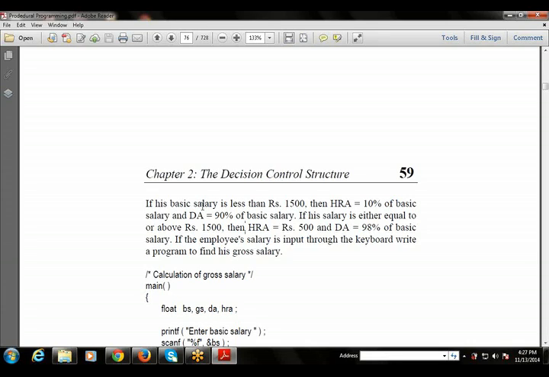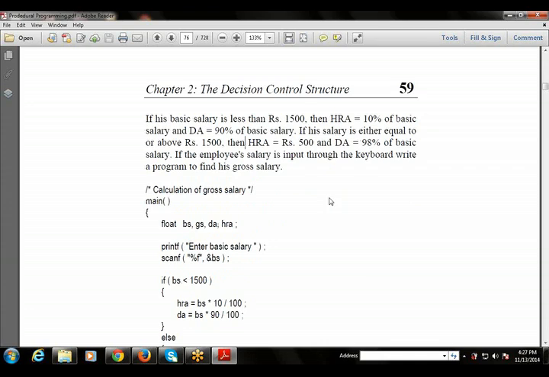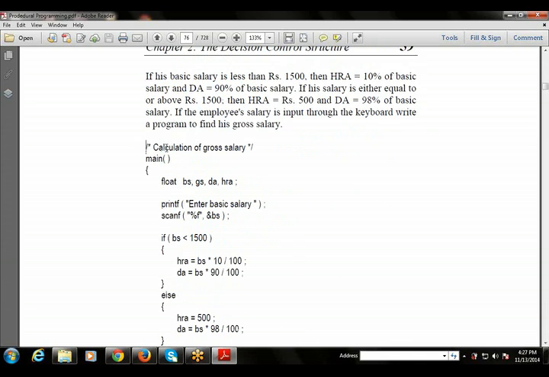If the employee salary is input from the keyboard, that is, use scanf for inputting the value, take the value from the user and store it in memory, then write a program to find its gross salary. Now, this is a program to find the gross salary. So let's start.